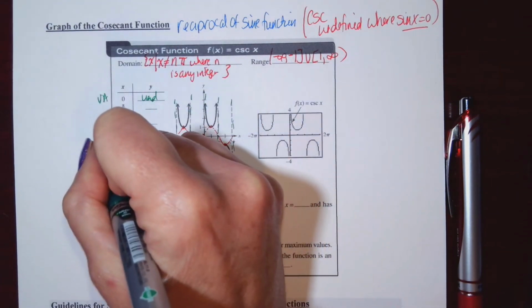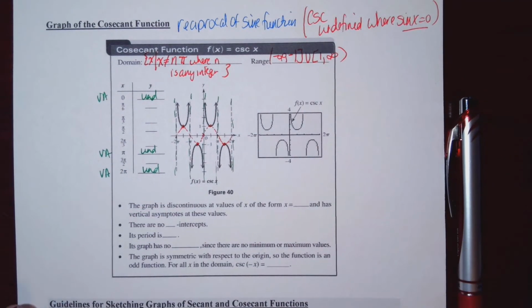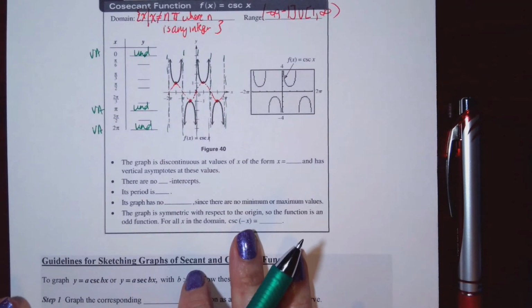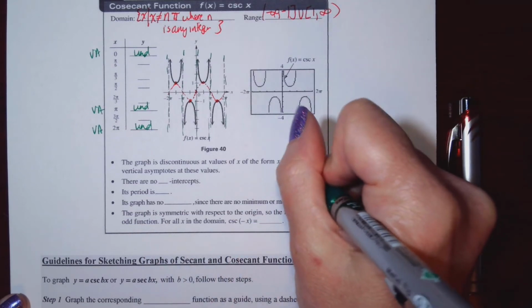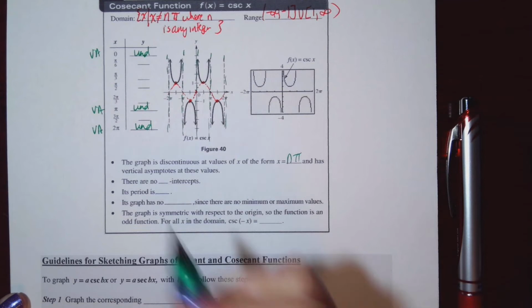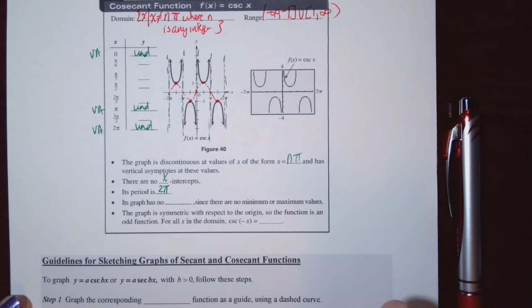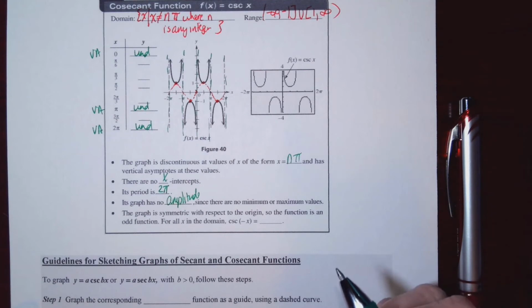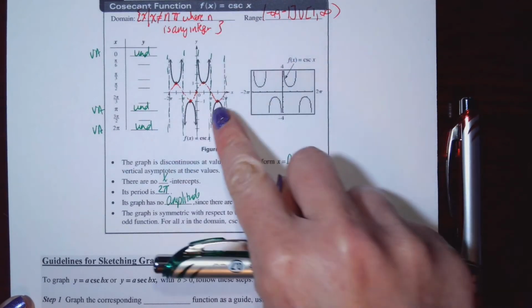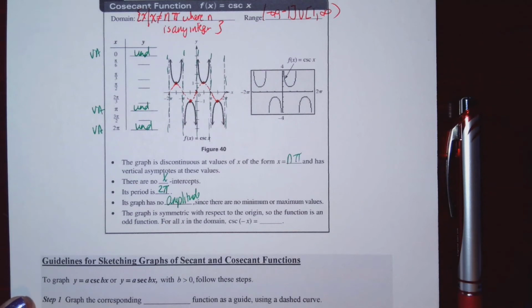And that's really what's important there. Okay, cosecant. Discontinuous at the values of x in the form n pi, those full values of pi. No x-intercepts. Period is 2 pi, just like its reciprocal function sine. No amplitude, because there's no maximum and minimum values for the graphed function. It goes up forever, it goes down forever. We just leave out that center that was the sine function it built off of.